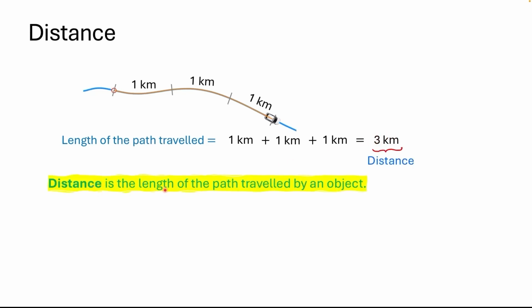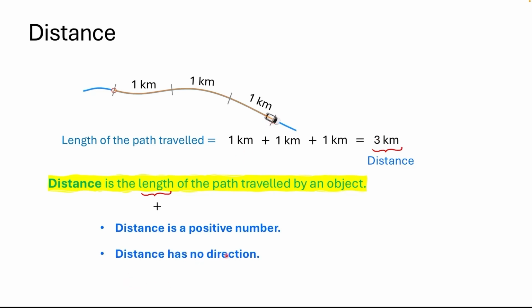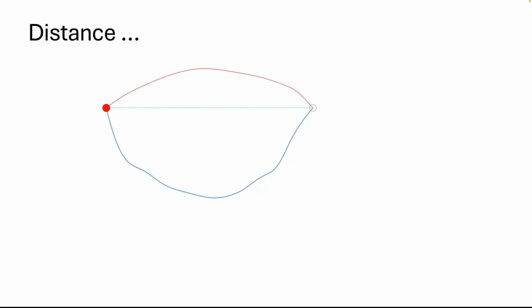So, the distance is the length of the path traveled by an object. Since length is a positive number, distance is a positive number. So distance cannot be negative. From this distance, you cannot tell in what direction the car moved. So distance has no direction. There is one more property for distance.